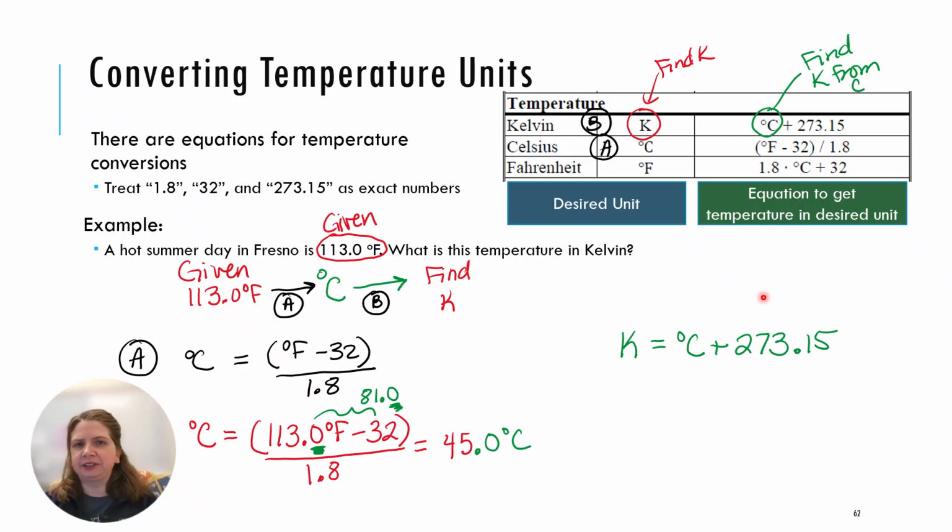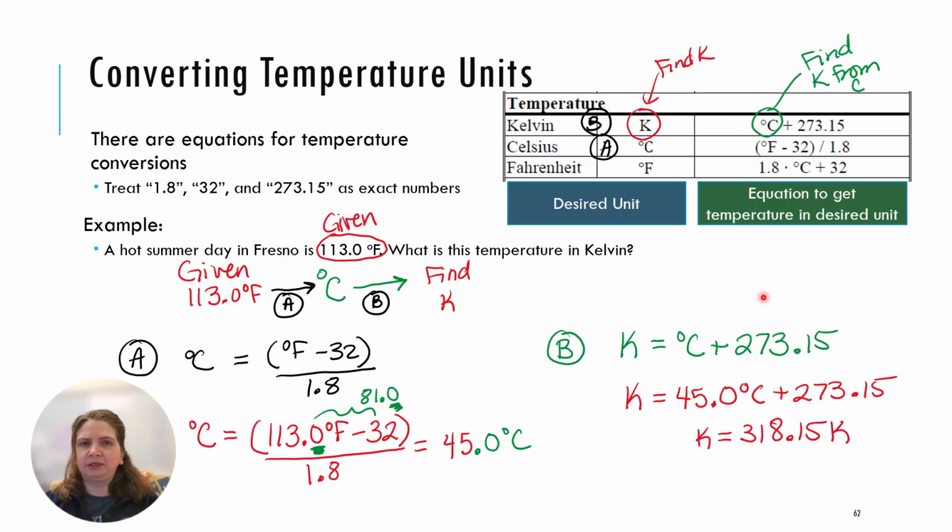Next, convert Celsius to Kelvin. Kelvin is equal to Celsius plus 273.15. 45.0 plus 273.15 is equal to 318.15 Kelvin. Based on the addition rule, our answer is significant to the tenths place because our measured value is 45.0. The 273.15 is exact. Rounding to the tenths place, the final answer is 318.2 Kelvin.